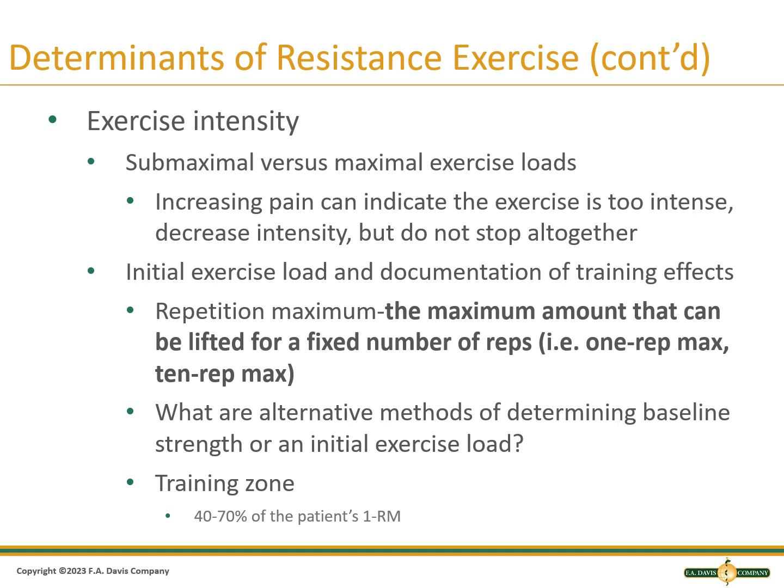The important thing is that we're understanding our exercise prescription, especially for intensity, has to be related to what the person's maximum potential is. The recommended training zone from your textbook is 40 to 70% of the patient's 1 rep max.